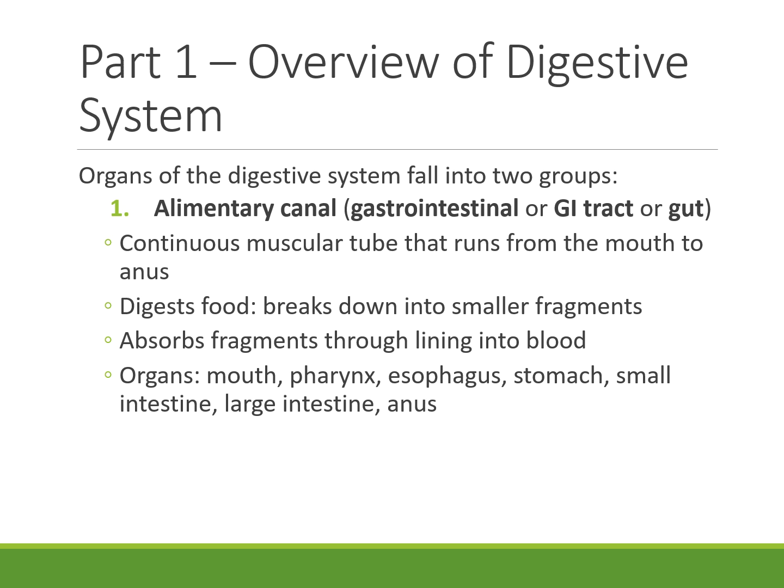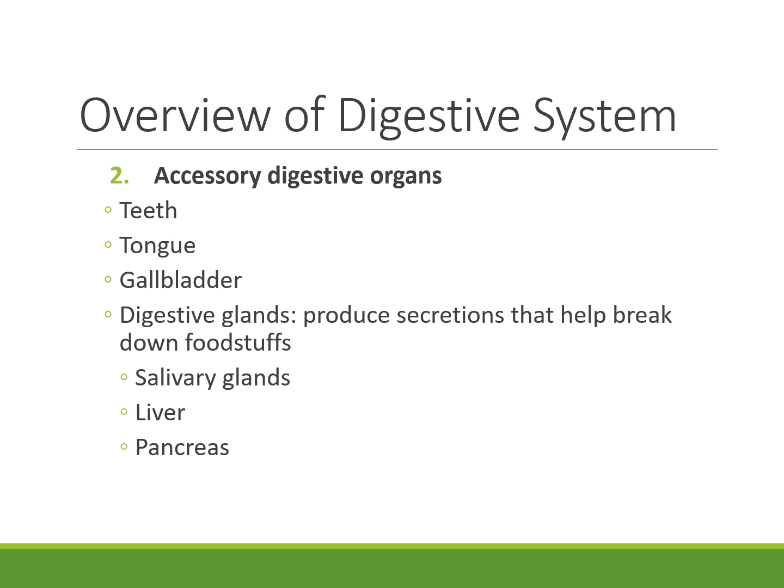So you need to go back to chapter 2 when we talked about the building blocks of the macromolecules: carbohydrates, proteins, lipids, and nucleic acids. Then those broken down little pieces are small enough to pass over the digestive lining into the blood. So the organs of the alimentary canal include the mouth, the pharynx, the esophagus, the stomach, the two intestines, and the anus.